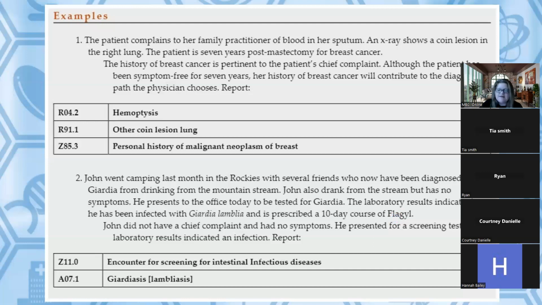So, since he didn't have any symptoms, that screening is the primary, right? So you're going to code the screening first because that's the only reason he went in there, for that screening. And you remember we read in the guidelines, the screening can be used as primary if that's the only reason he was there. So you're going to use a Z11.0 as your primary. Your Z code is going to be your primary. And then the A07.1 for what he was actually diagnosed with. Okay. His screening came out positive.